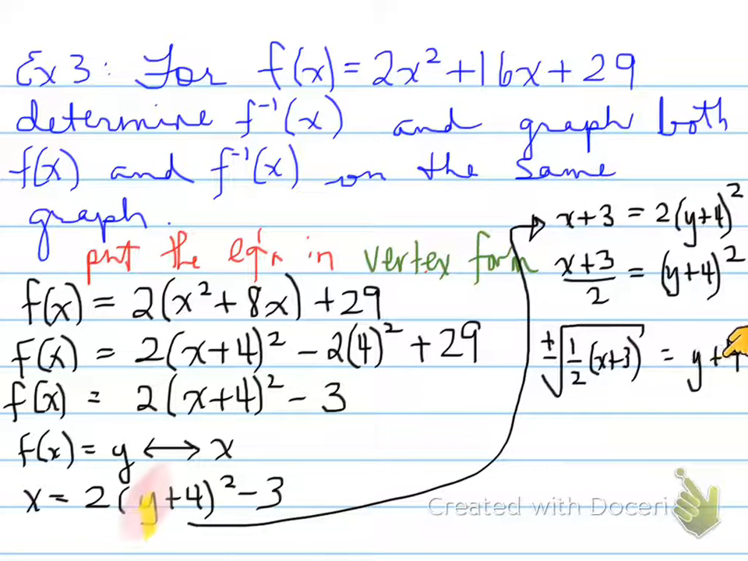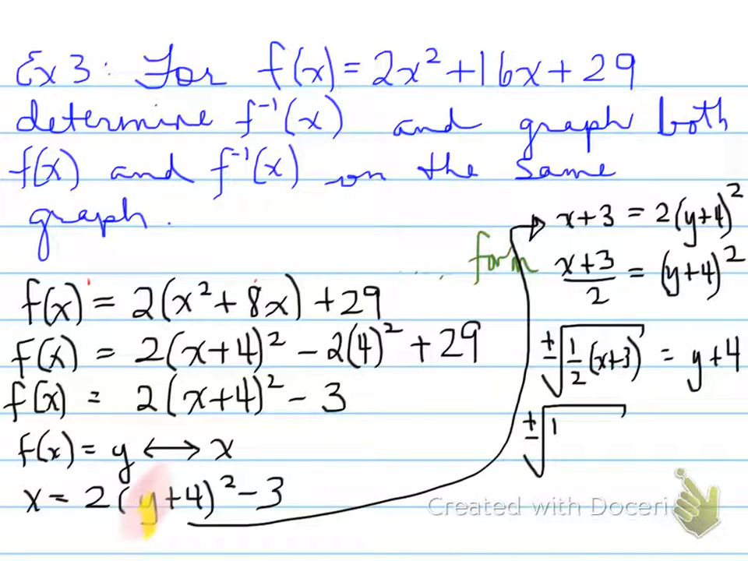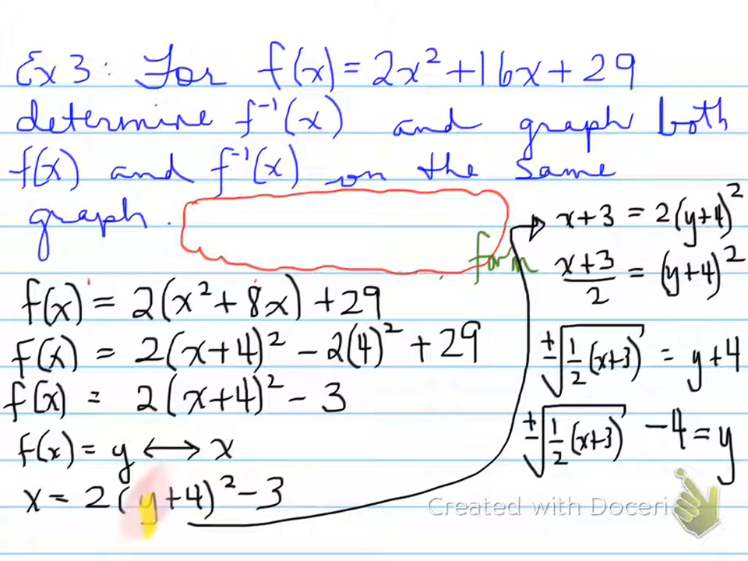Well, once we have this, we can now move over the plus 4. So we're going to move it and get plus or minus the square root of 1/2 of (x plus 3), minus 4, is equal to y. What is this, guys? Well, this is not really y. Remember that y is actually f inverse.